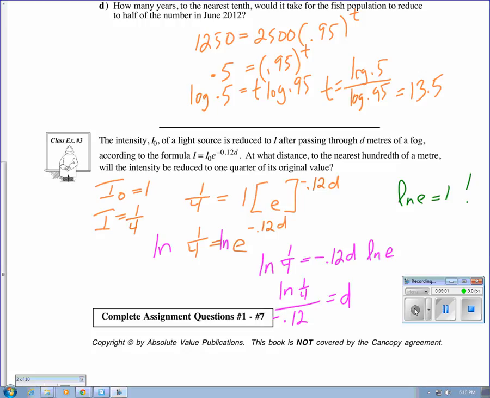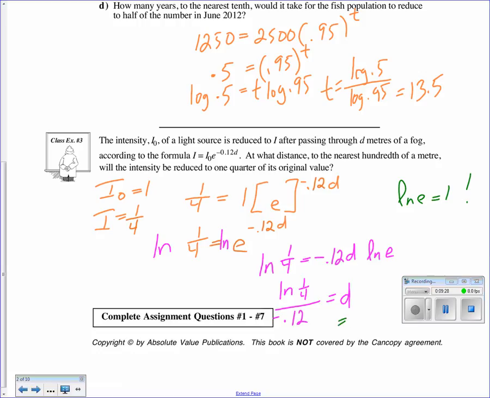So maybe you remembered, or maybe you had that memorized for our last test, but the ln of e, or the natural log of e, is 1. So I can solve for d by recognizing that ln e becomes 1, and then go ln of 1/4. So that's ln of 0.25, divide by negative 0.12. And I'm going to get a d value to the nearest hundredth of a meter. That's 11.55 meters.